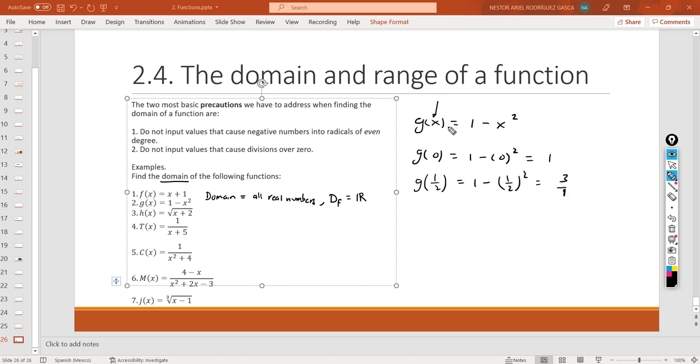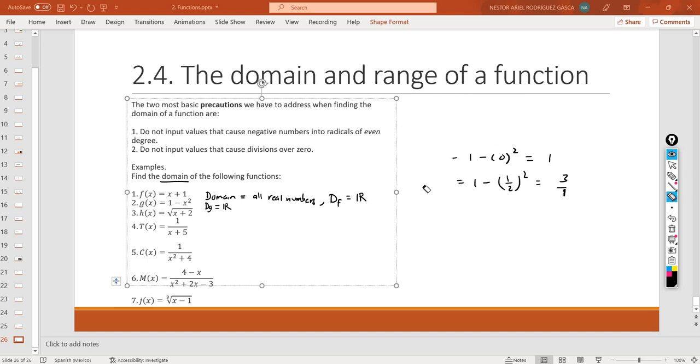Try to give this thing more values for the input, negative, fractions, positive, whatever. I don't care, whatever you like, guys. And this function will always be able to give you an output, always. So what do we say? We say that the domain of G, once again, is all the real numbers, all of them, without any exception. It's a very nice and well-behaved function.